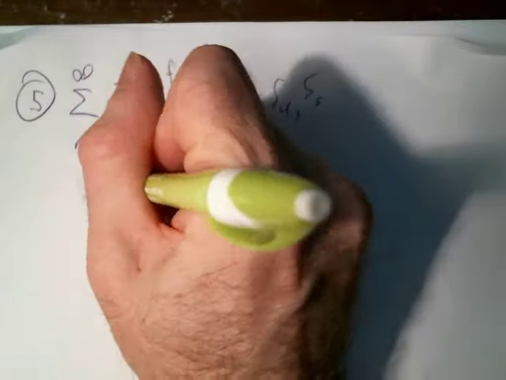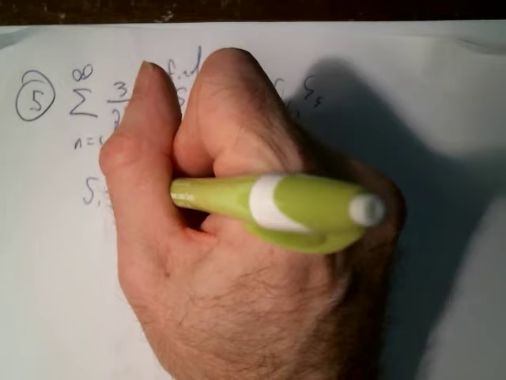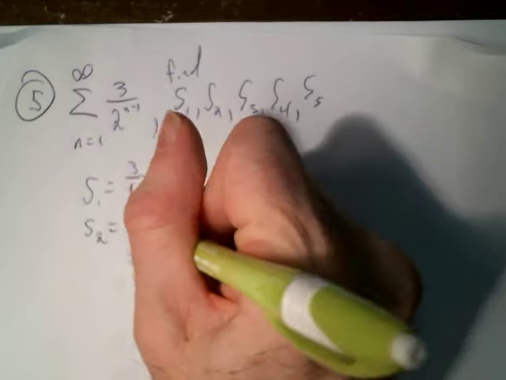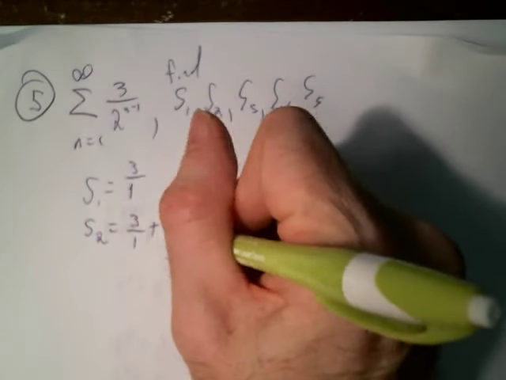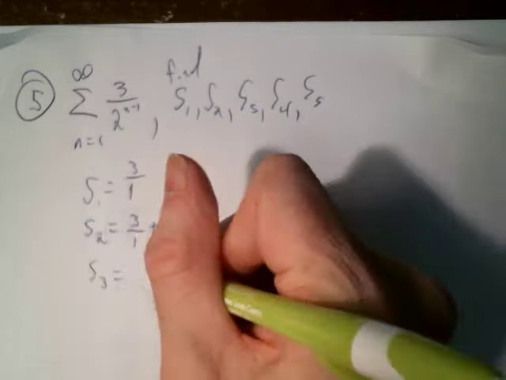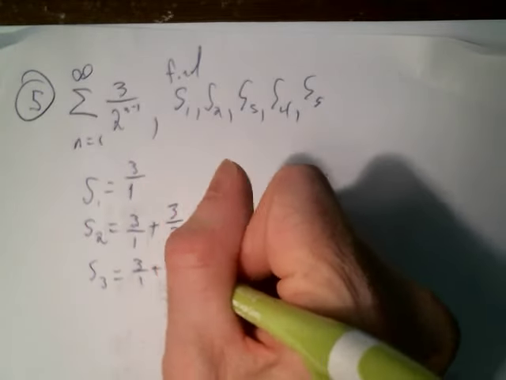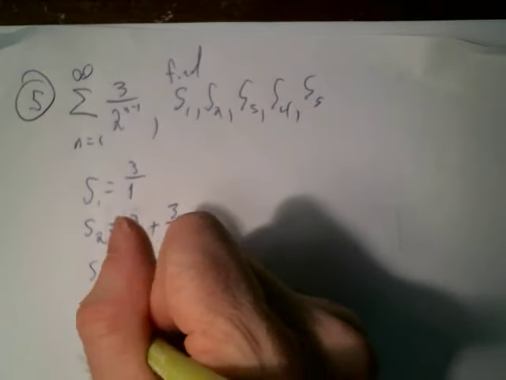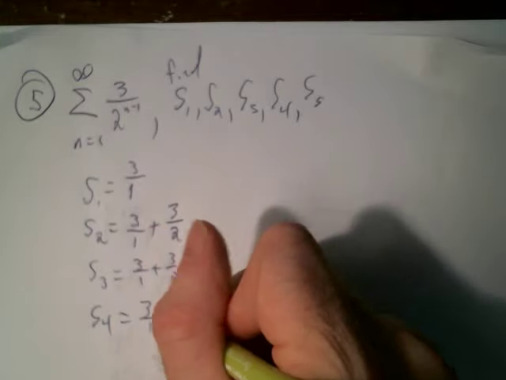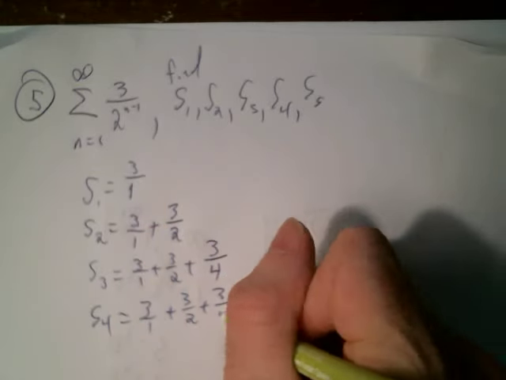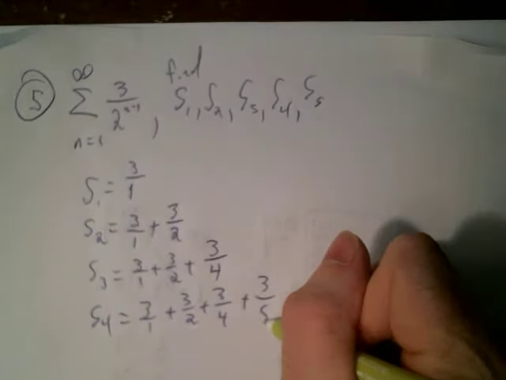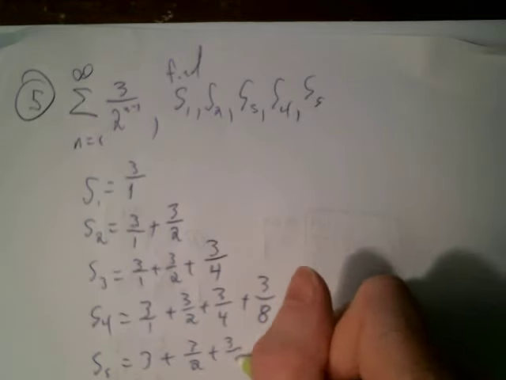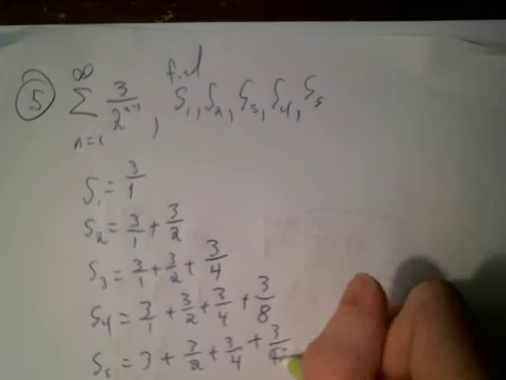So S sub 1, if I plug 1 in, I'll get 3 all over 2 to the 0, which is 3. S sub 2 will be S sub 1 plus the next term, which is 3 all over 2 to the 1. S sub 3 then, 3 over 1 plus 3 over 2 plus 3 all over 2 to the 2, which is 4. S4, 3 over 1 plus 3 over 2 plus 3 over 4 plus 3 all over 8. And then S5, 3 plus 3 over 2 plus 3 over 4 plus 3 over 8 plus 3 over 16.